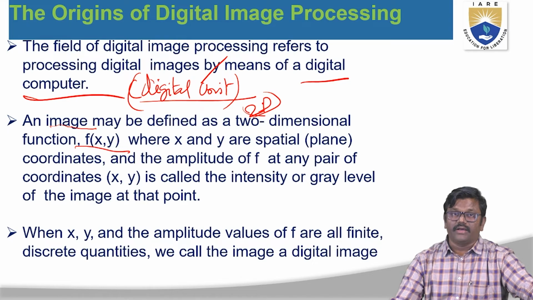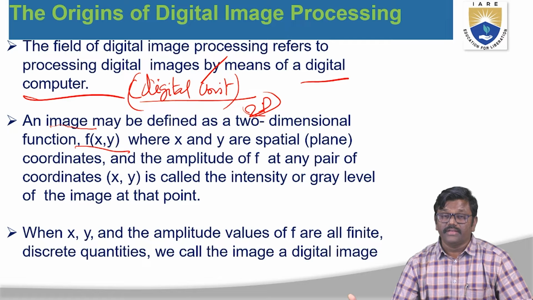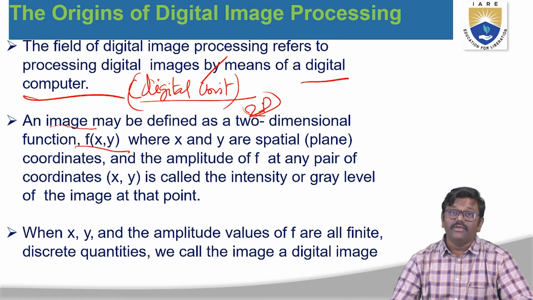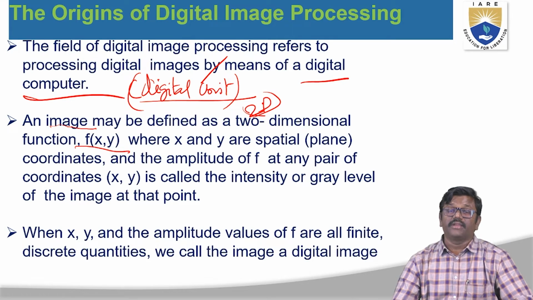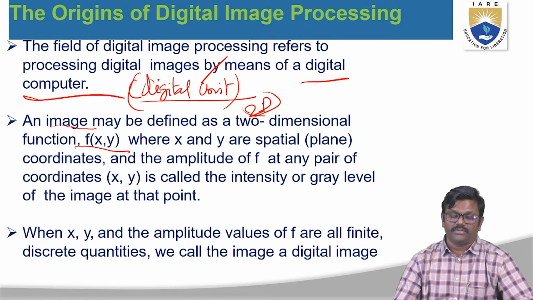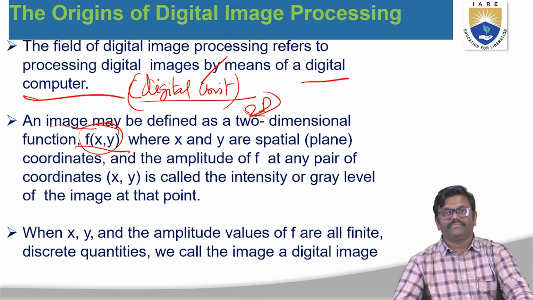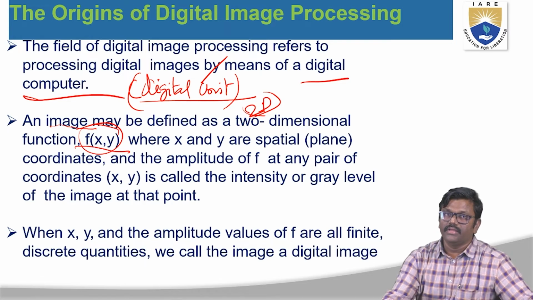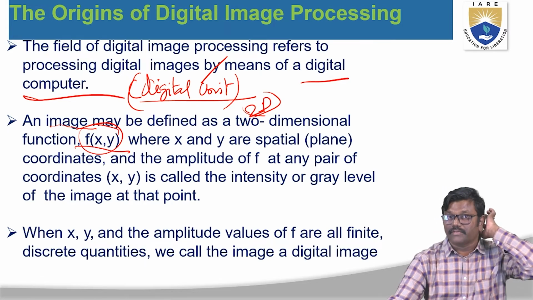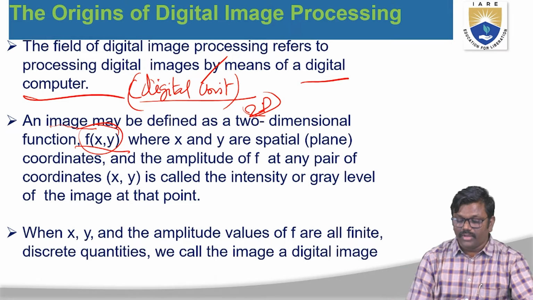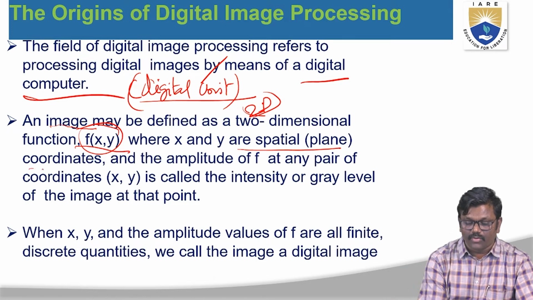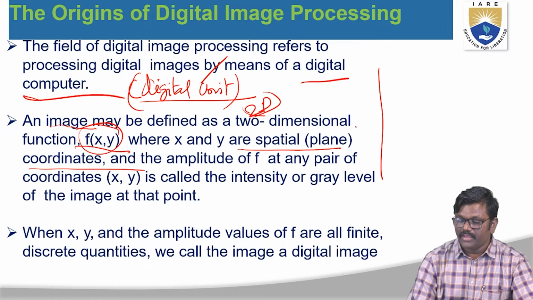So image data, because it is a signal. Image is nothing but a signal. That signal we are going to represent in terms of an objective function. The name of the objective function is f of x comma y, where x and y are the spatial plane coordinates. So simply we are saying like this.